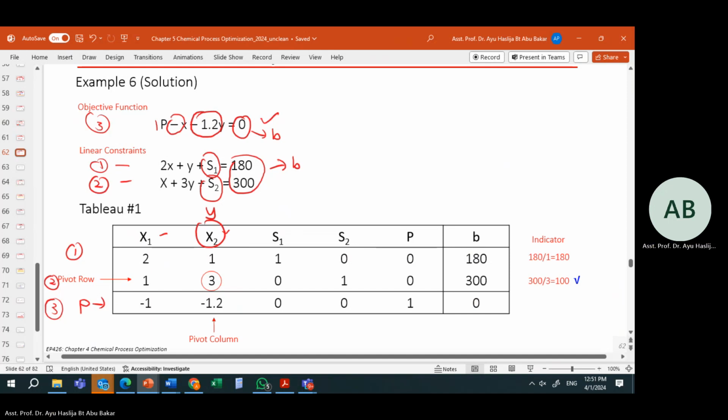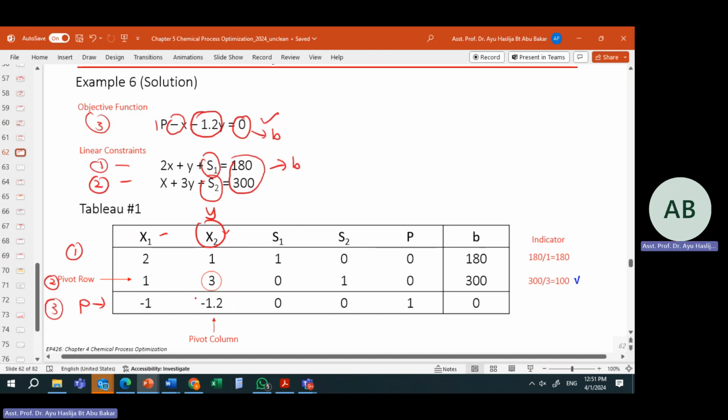Okay, now next step. Up to there, any question? Let me know if I go too fast. Okay, next step is to find the pivot value. Pivot column and pivot row, then the pivot value. Now, pivot column.